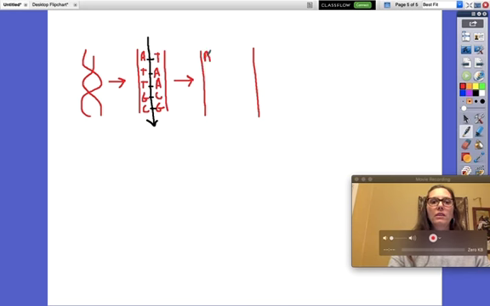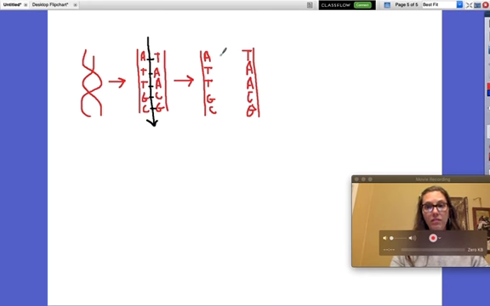Let me rewrite my letters here. We got A, T, T, G, C. And then over here, we got T, A, C, and G. Okay, so when they separate like this, now they're exposed. Now all this is happening in the nucleus, and there are free nucleotides that are just waiting for this process to occur, and they're going to come in and they're going to pair up with their complementary nitrogen base.